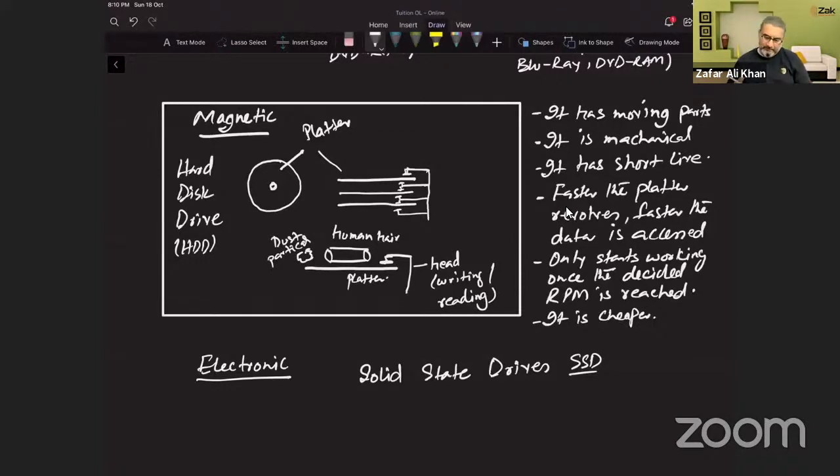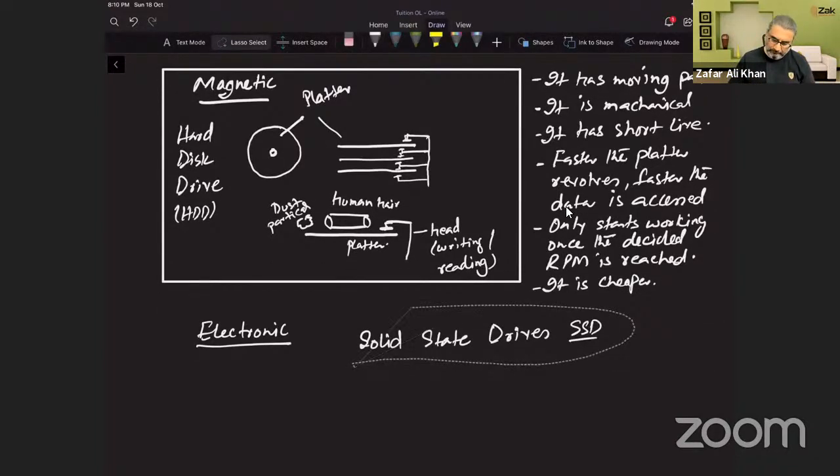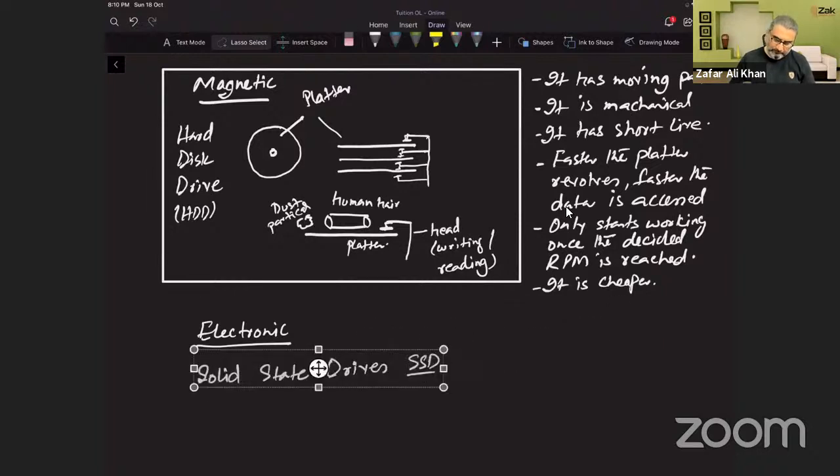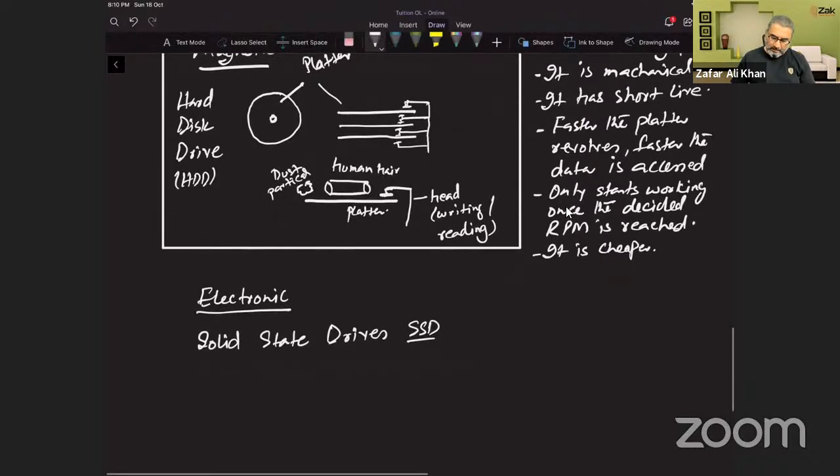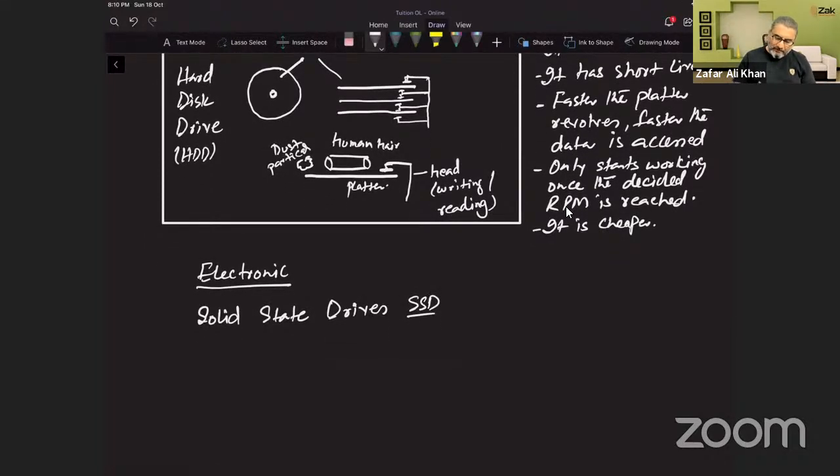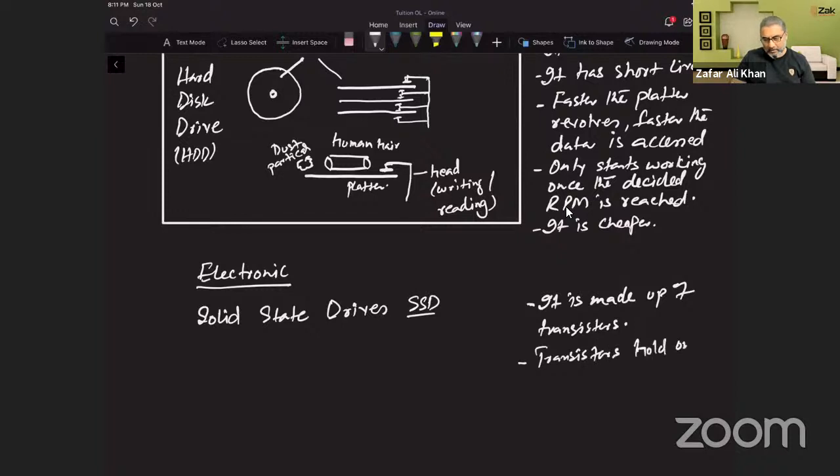Whereas solid state drive, it is made up of transistors. Transistors, hold on, voltage, they store voltage. There are solid state drives made up of either the NAND gate or NOR gates.